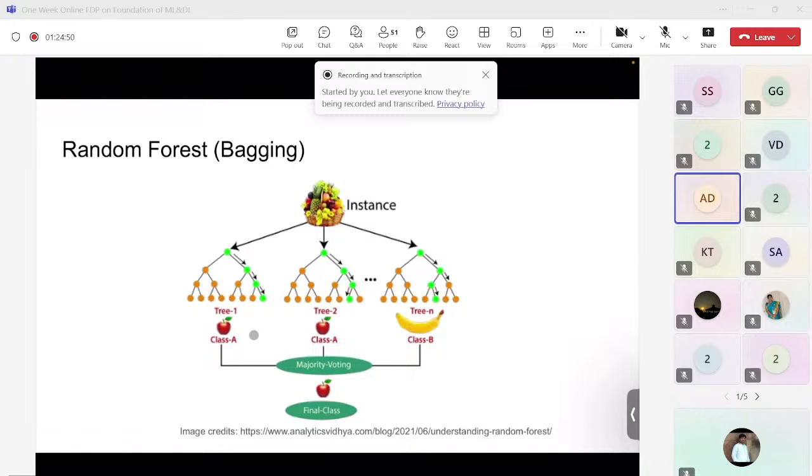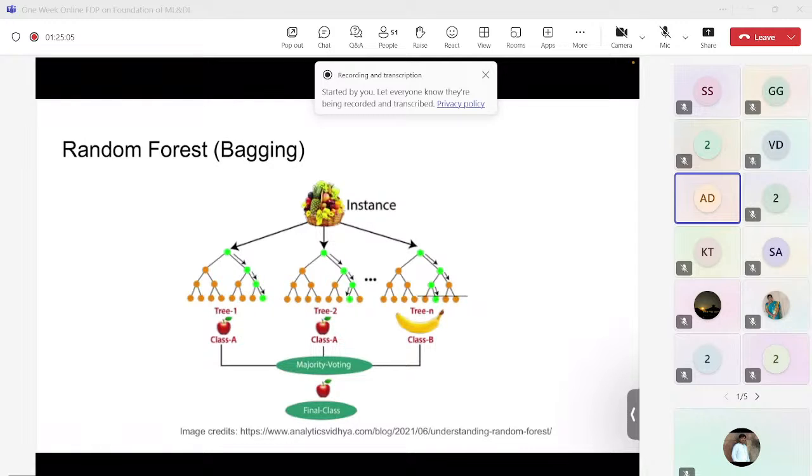All of these trees predict some class A, class B, class C. Sorry, both of them predict class A, and the nth one predicts class B. After majority voting, your final class is A. This is it. Random forest is nothing but a combination of different decision trees.